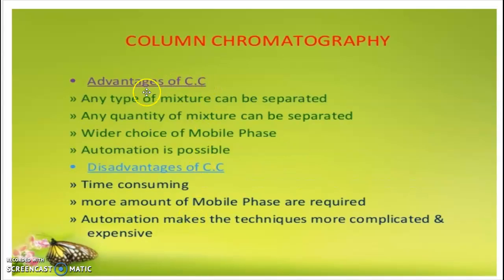Next, we will study the advantages of column chromatography. As we know, components can be separated and automation is possible. That is, you can apply it to other techniques and other fields. Disadvantages: it is a little bit time consuming, and you have to use a larger amount of mobile phase, so it is wasted after the completion of the reaction, and it is a little bit expensive in nature. So this is the drawback of column chromatography.